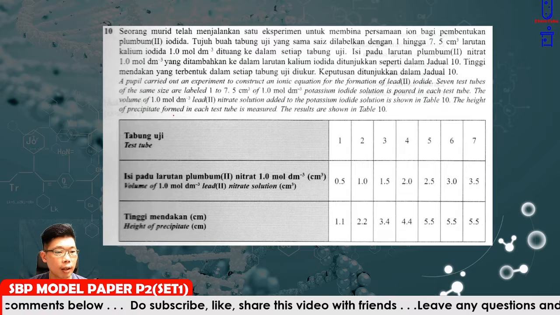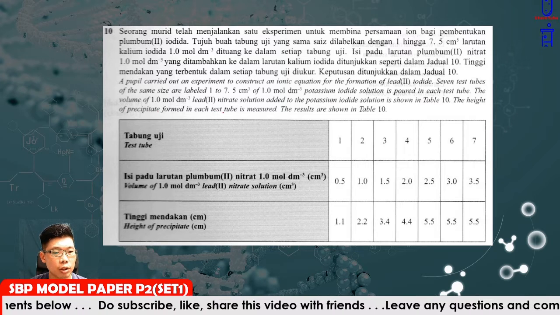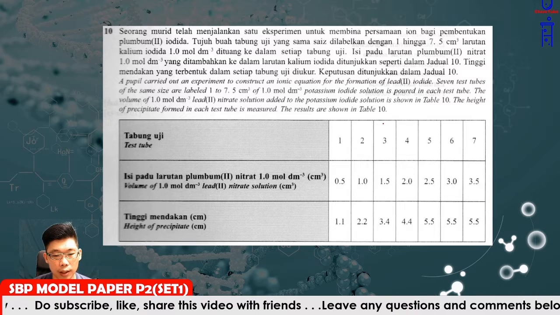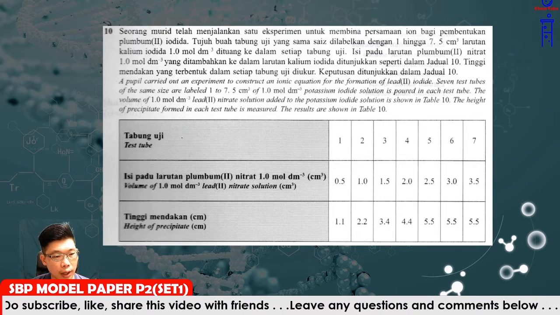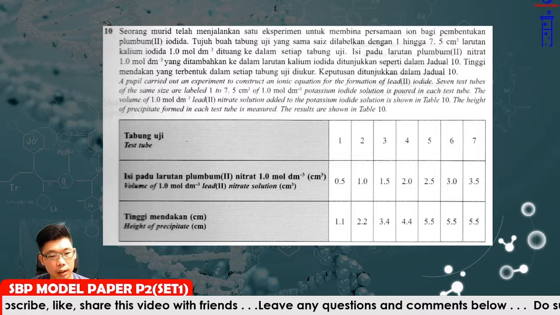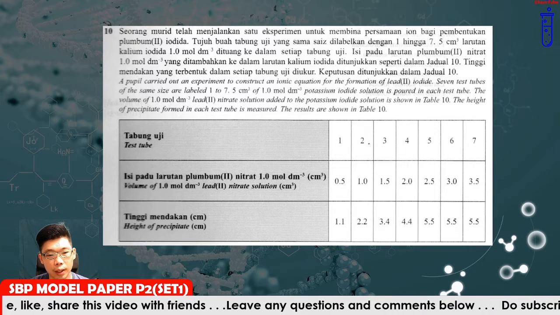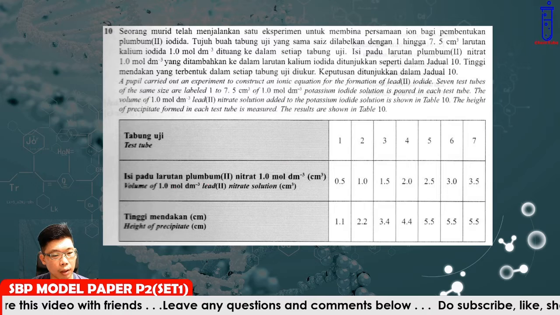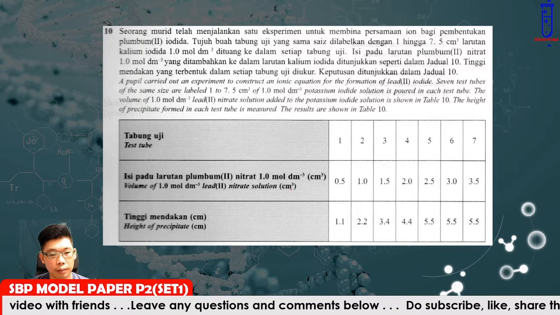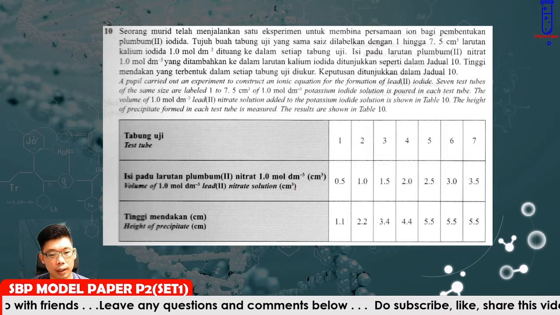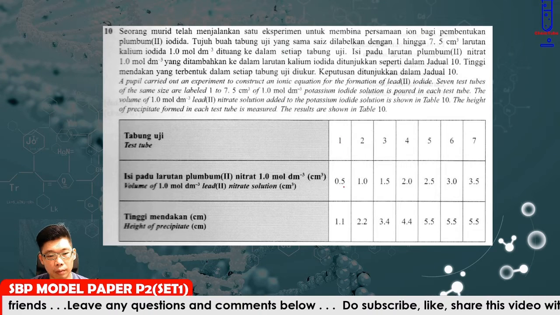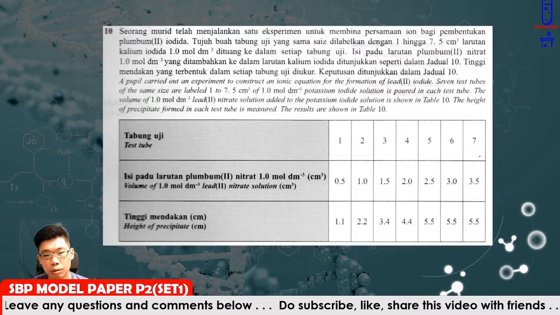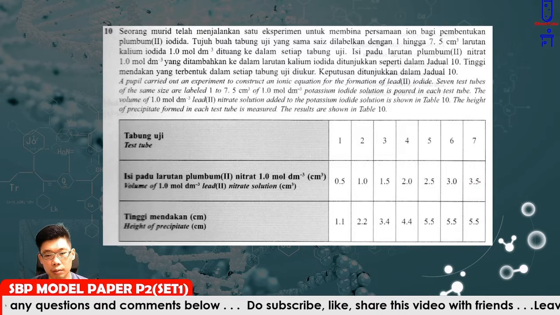So the height of the precipitate formed in each test tube is measured, and the result is shown in the table. So here we have 7 test tubes, 1 to 7. The volume of the lead-2 nitrate solution added is 0.5 in test tube 1, 1.0 in test tube 2, until 3.5 in test tube 7.